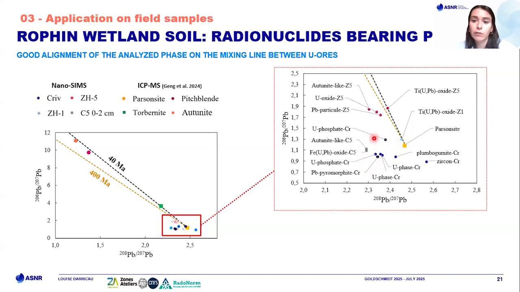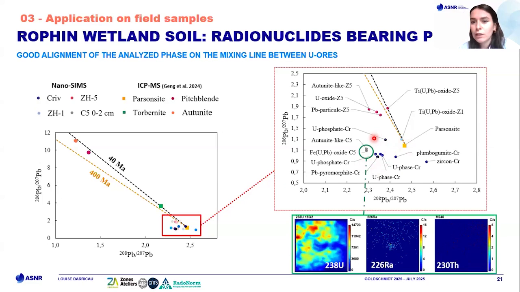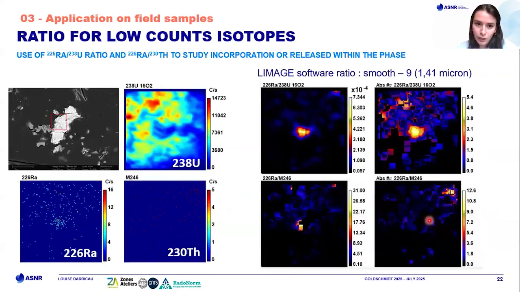So some phases could have reprecipitated in the soil within the wetland or during the treatment of the ore, for example. And what we want to be able to do is to link the origin of these phases to maybe some mobility of uranium or radium. So to look at this, we wanted to obtain the radium and uranium ratio for those phases, but also the radium and thorium ratio. So for this, we can use the Limage software. It can give us the ratio of those elements and give us the image of the ratio.